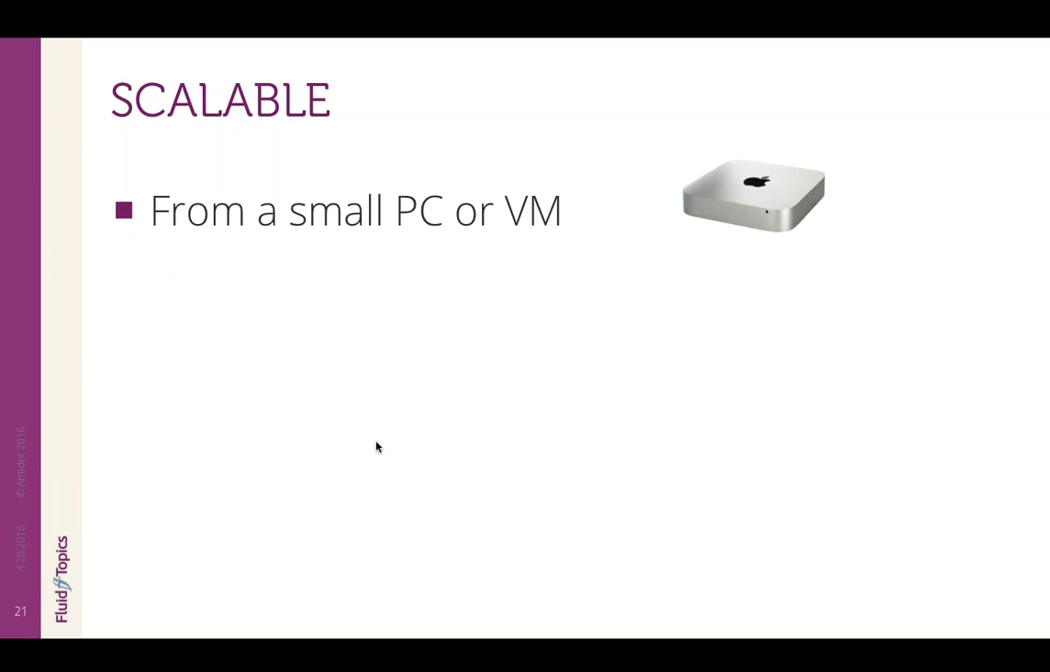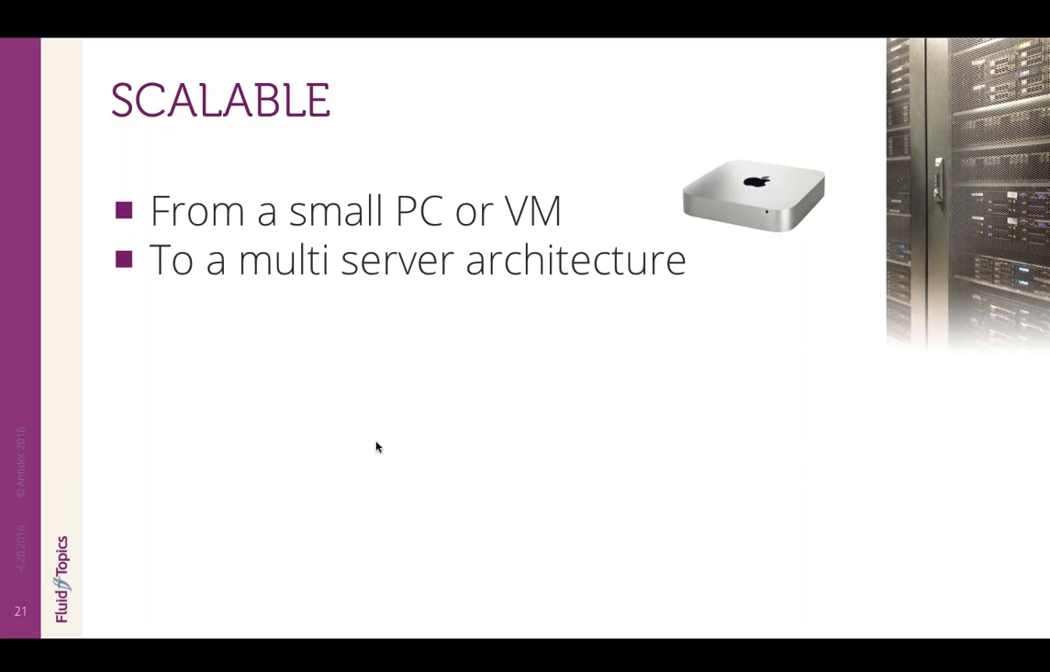There is another point related to fast and global. It's scalable. Fluid Topics is a highly scalable solution. It runs easily on a small PC or virtual machine. So for trade shows, for example, we have a small Mac Mini that we take with us. But it's designed to scale to a multi-server architecture to cope with heavy load and high availability requirements. And it can serve millions of users at the same speed without any performance decrease.